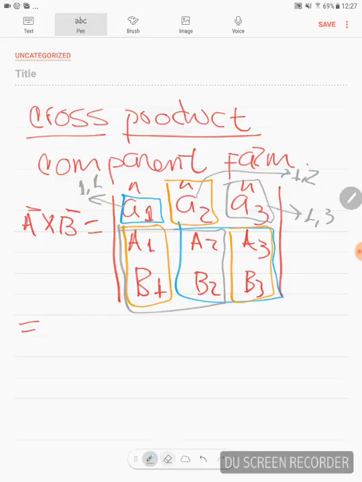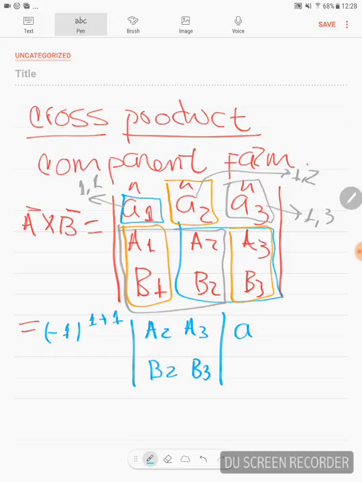Let's do this with the colors that we set up. So the first color we set up was blue. Let's do this in blue. So this is minus 1 to the 1 plus 1 times the first minor, the minor in blue that we set up to be A2, A3, B2, B3, times A1.